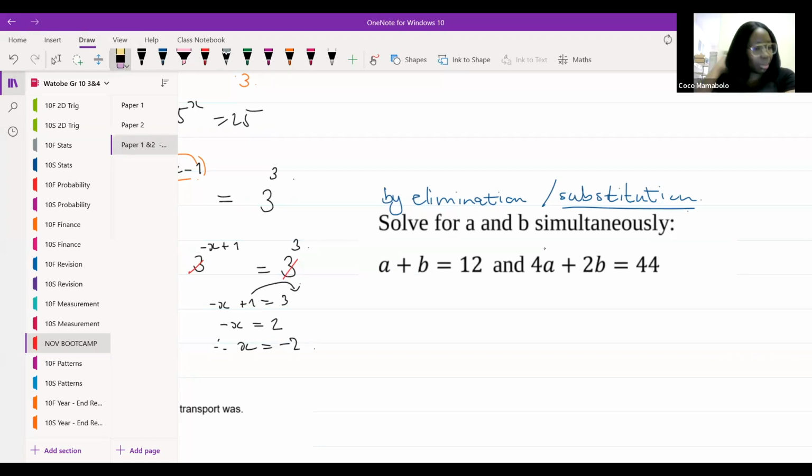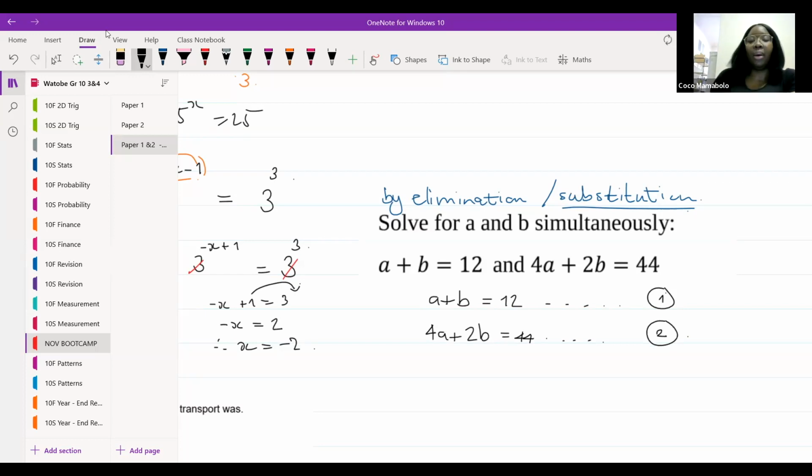So what I'm going to do is choose whether I want to make A the subject of the formula or B the subject of the formula. My first step is always to name these. So I'm going to start by saying A plus B is equal to 12 is going to be my equation 1. And then 4A plus 2B is equal to 44 is going to be my equation 2. So I want to then solve for B first. So I'm going to make A the subject of the formula.